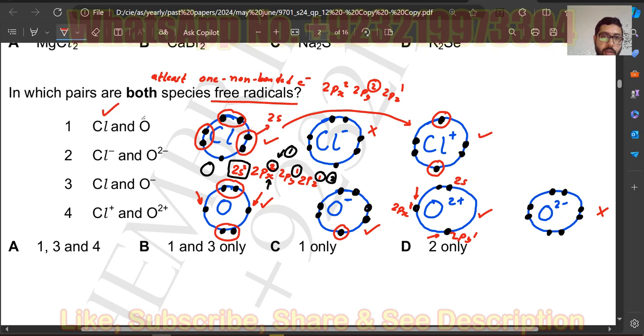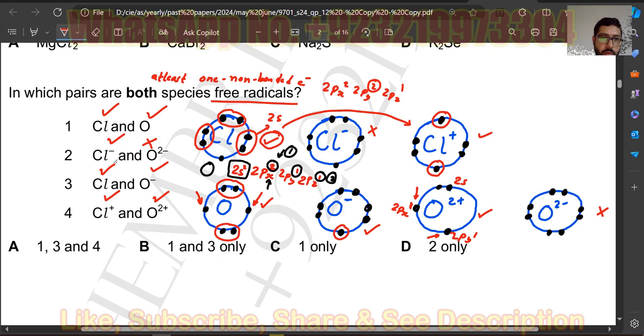The chlorine is a radical. You can see over here, this is the tick. Oxygen is a radical. Yes. Chloride ion is not a radical, and oxide ion is not a radical. Chlorine atom is a radical. Oxide with negative single charge is a radical. Cl plus is a radical, and oxygen with 2 plus charge is a radical.